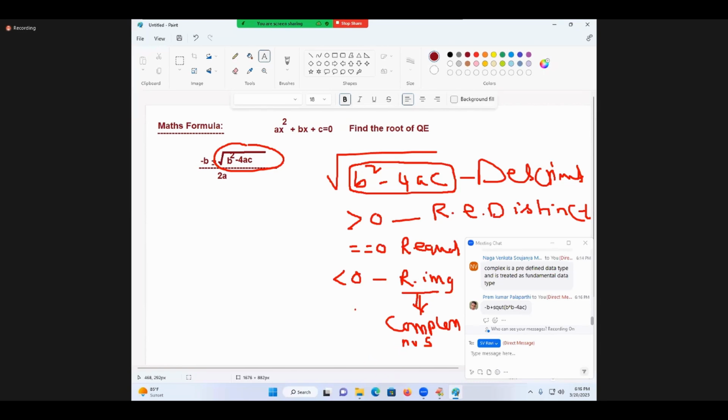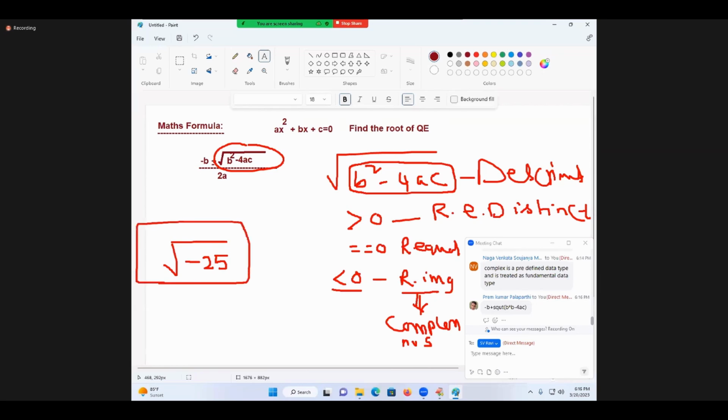These complex numbers, less than 0 means what? Negative numbers only. So here I am going to say minus 25 is coming, for example. That time how do you represent it? Square root of minus 25.